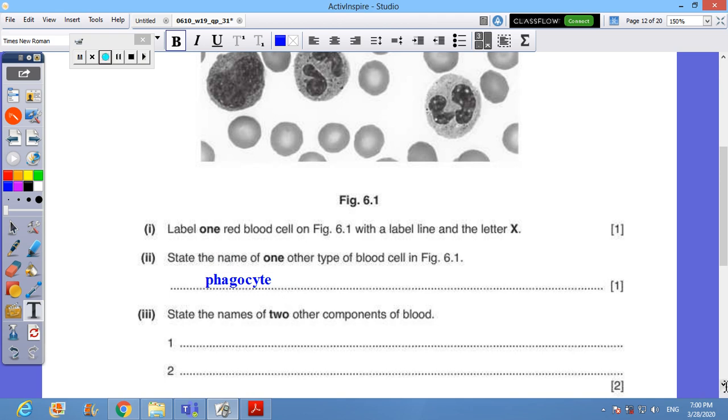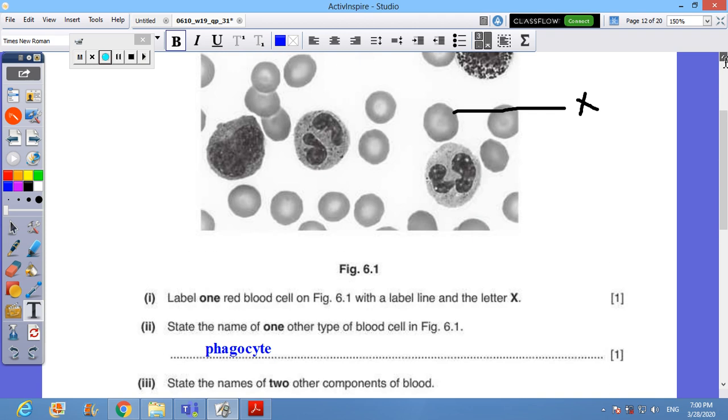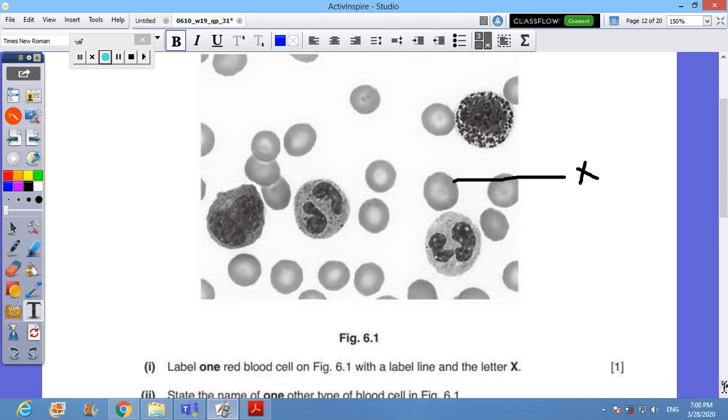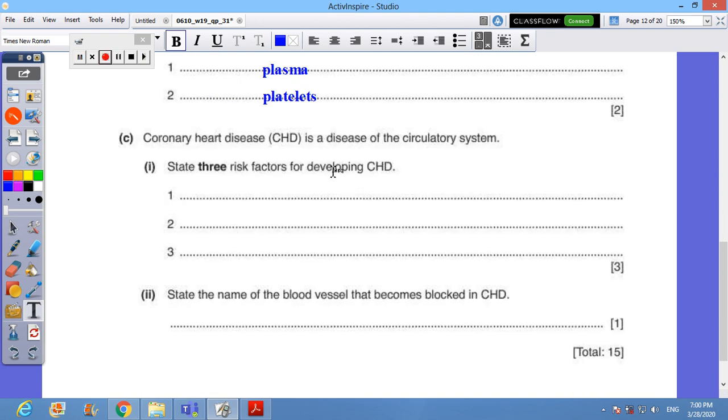Okay. State the names of two other components of the blood. You can say plasma, and you can say platelets. Two other components of the blood. He didn't mention if they are supposed to be from the diagram or not, so you can give any responses. Should be correct ones.